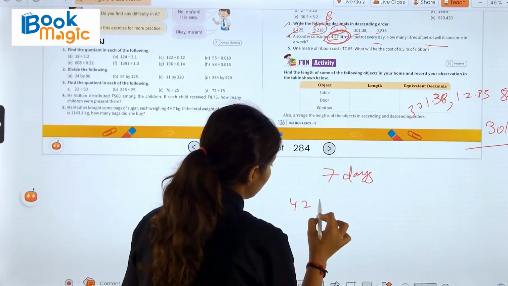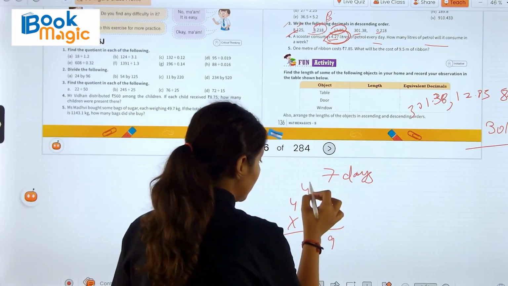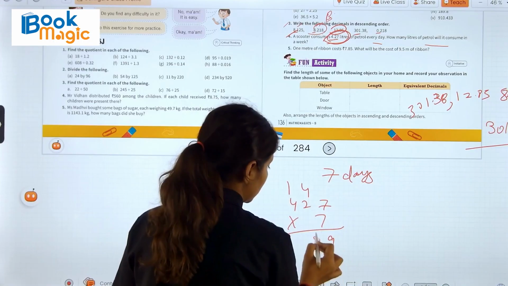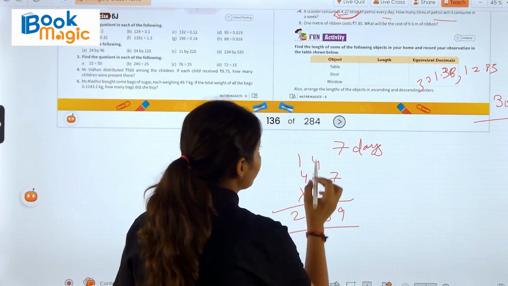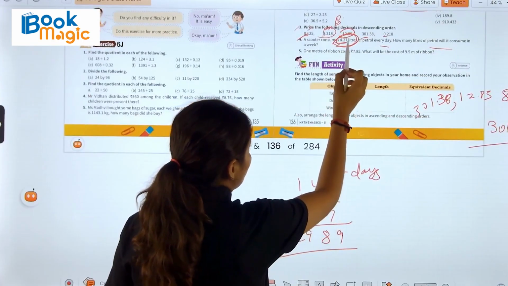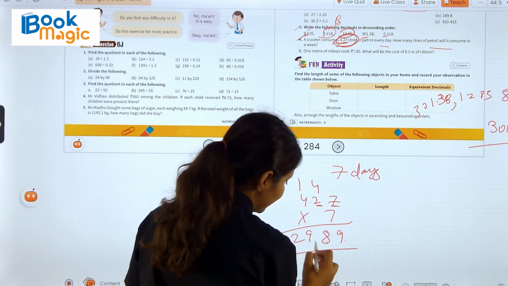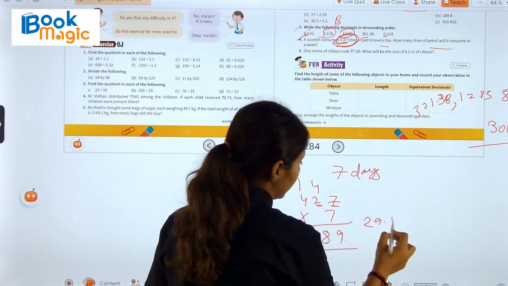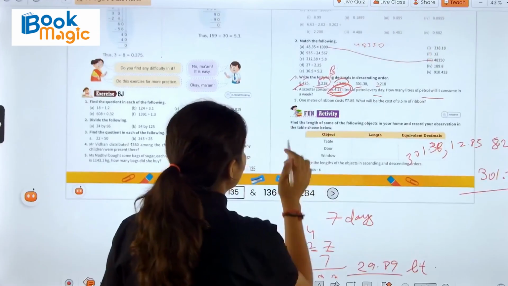So 427 into 7. 7 7s are 49. 7 2s are 14, plus 4 is 18. So it will be 7 4s are 28 plus 1 is 29. Now because it was 4.27, that means 2 places and then decimal. So 2 places then decimal, it will be 29.89 liters.